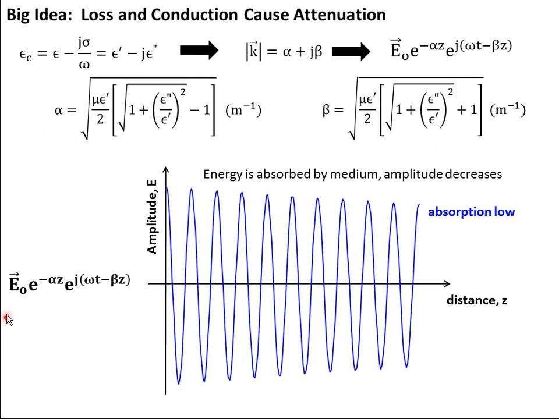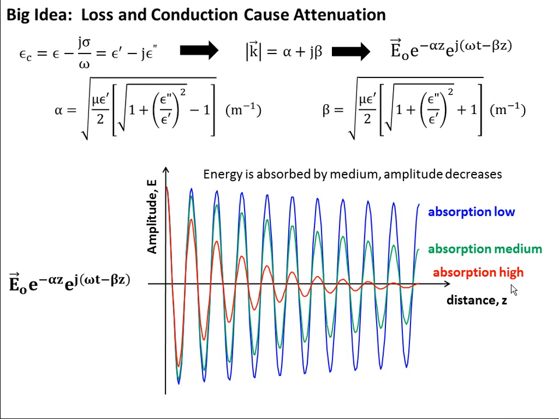So let's look at what solutions of this plane wave might look like. If alpha is small, essentially you get the wave that's shown right here. You get a decay, but it has low absorption and the amplitude doesn't decay much as you propagate. However, as the absorption goes up, you get a medium absorption. You see a faster decay of the amplitude. And as alpha gets bigger and bigger, you see a larger and larger decay. Essentially what you're going to see is this exponential dependence of the amplitude the further and further you go along z into the medium.